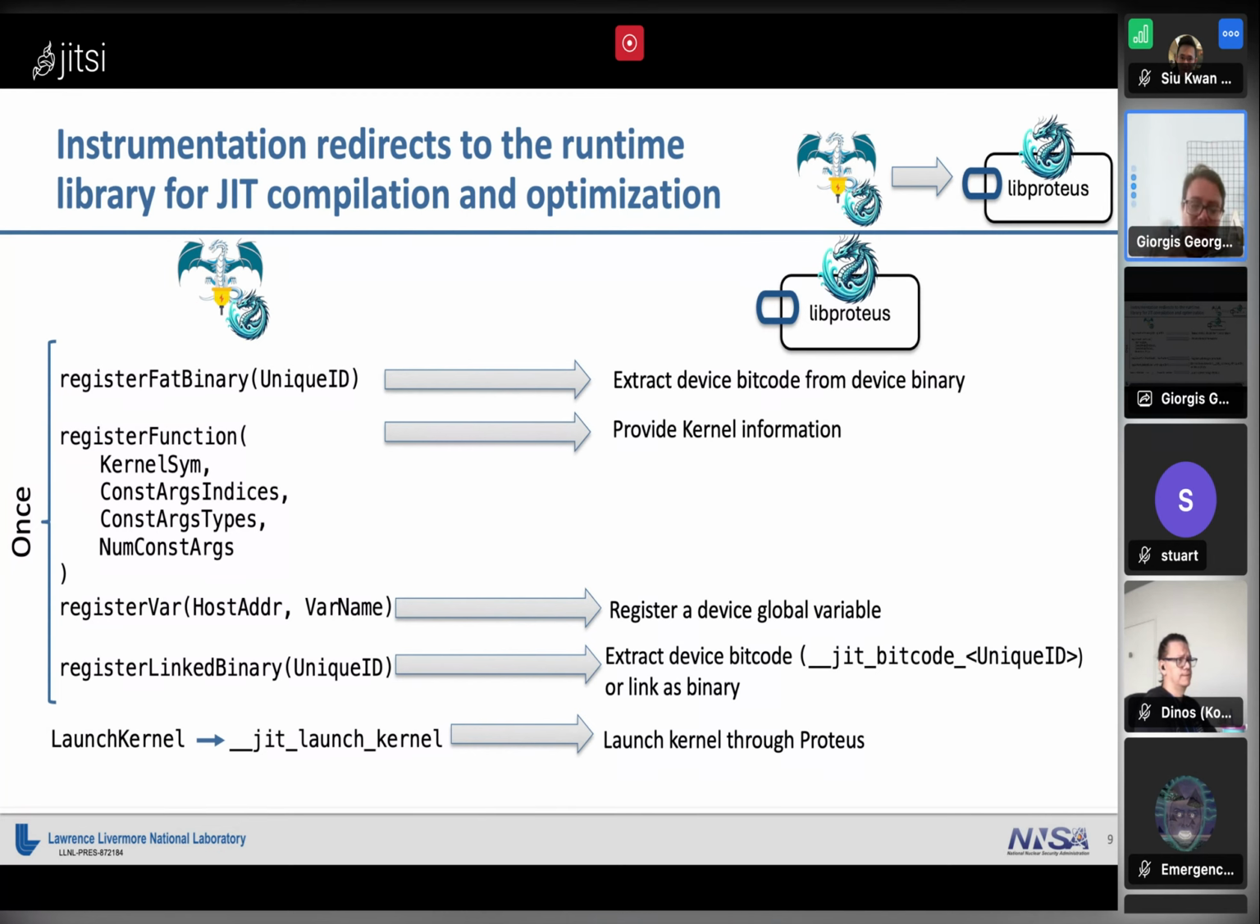And then the other instrumentation that we do is that we change the launch kernel calls to go through JIT launch kernel, and that replicates the arguments of a typical CUDA or HIP launch kernel: the kernel symbol, the arguments, the stream, the shared memory size. We replicate those things, but they go through Proteus in our case, so that we can do JIT compilation and optimization.